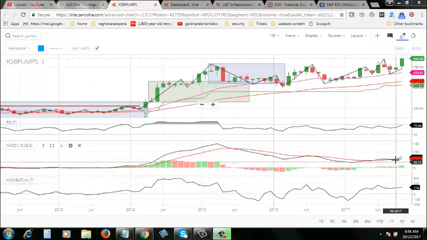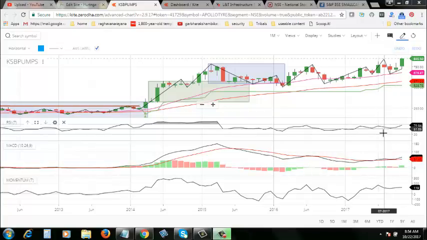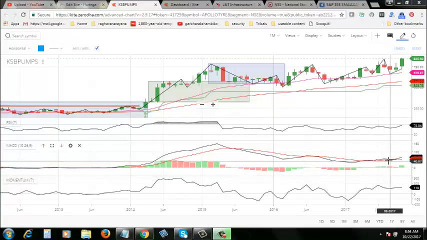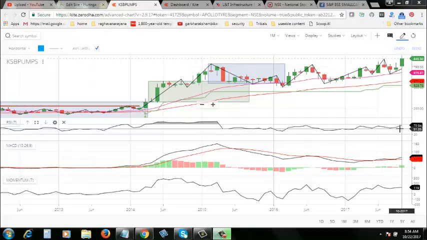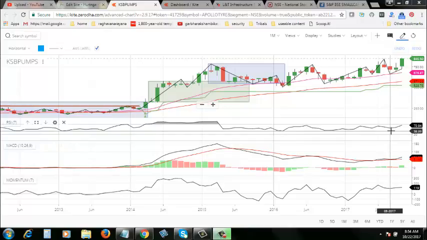So this is what we are seeing here. At the moment, both RSI and MACD are completely in sync with the price rise here. But they are not giving us a handle to predict the future of this stock when it comes to the price rise.